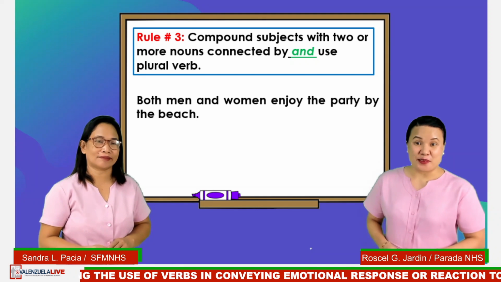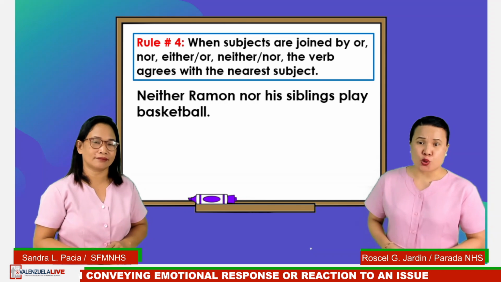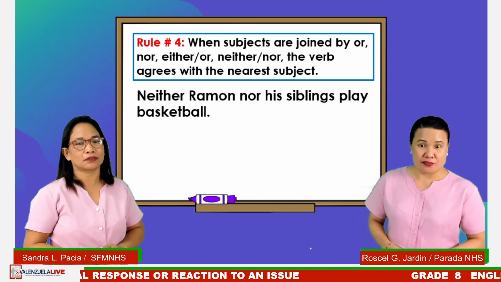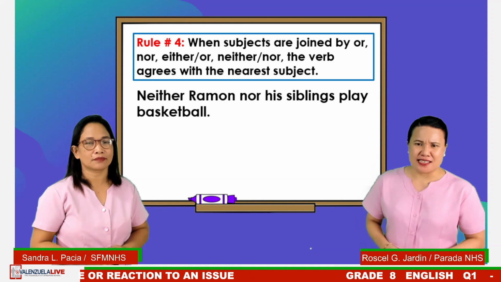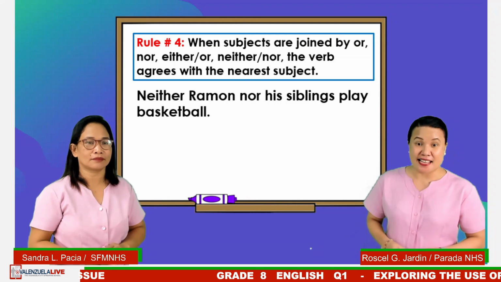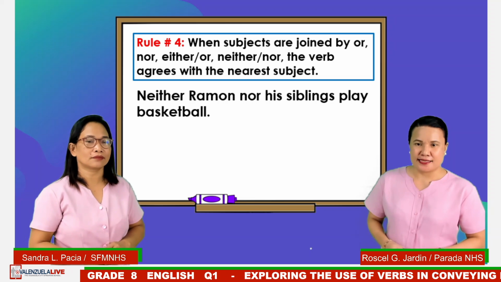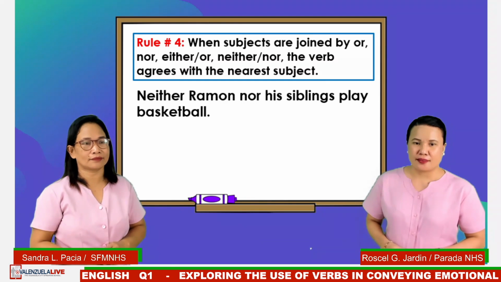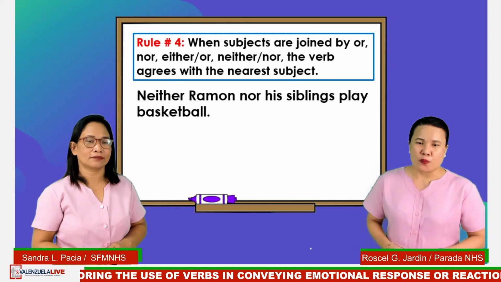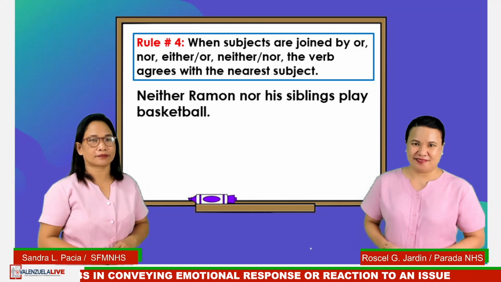Moving on to rule number 4. It states that when subjects are joined by or, nor, either or, or neither nor, the verb agrees with the nearest subject. Let us examine this example. Neither Ramon nor his siblings play basketball. The verb play here is plural because it agrees with the subject closer to it, which is siblings.